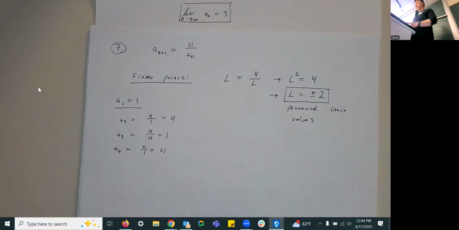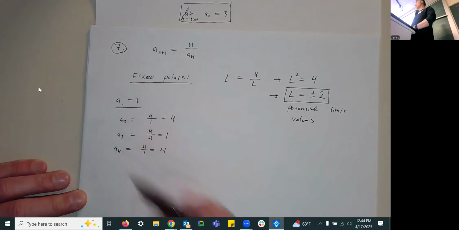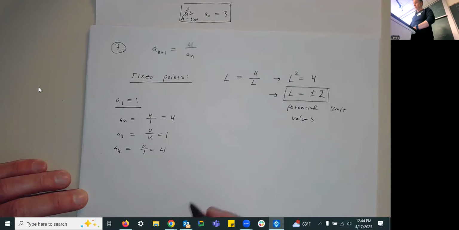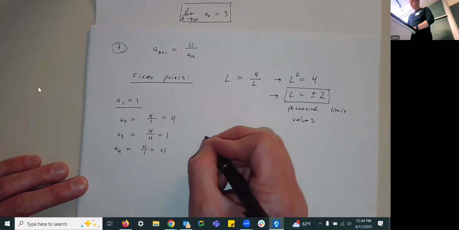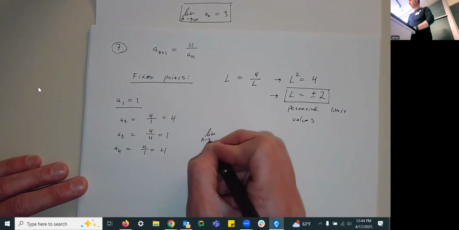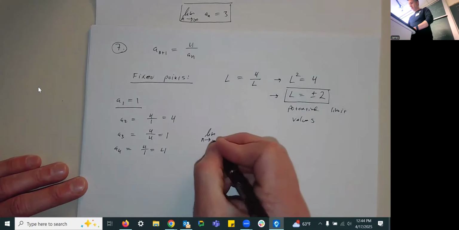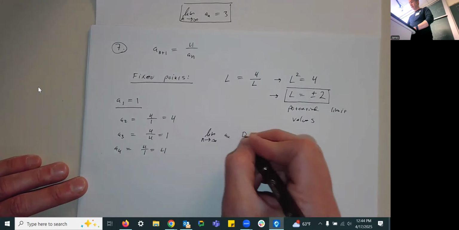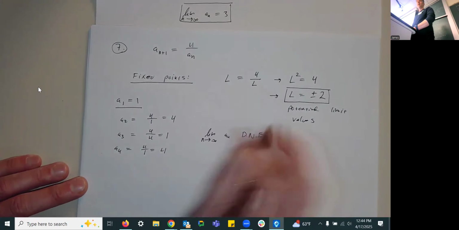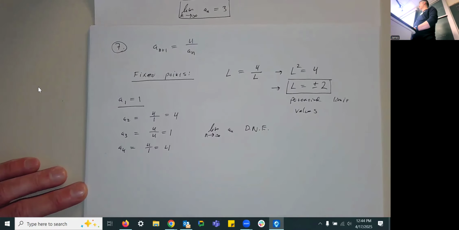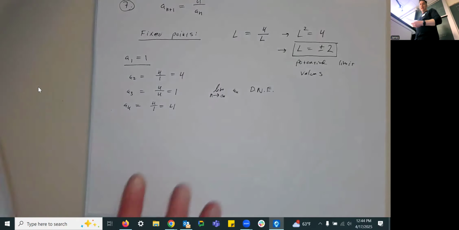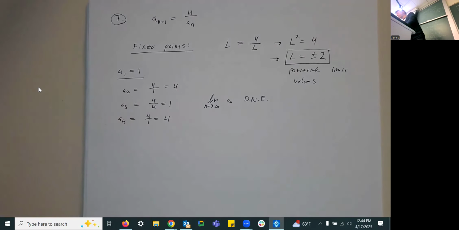So even though there are potential limit values, if the sequence starts at a sub 1 equal to 1, the limit's never going to exist. So here, if we write it this way, the limit as n goes to infinity of a sub n does not exist. We're not getting closer and closer to either one of the potential limit values. And what's kind of interesting about this, I think, is that that's actually true no matter where we start, unless we start at one of the fixed points. So pick any number that's not 2 or negative 2.